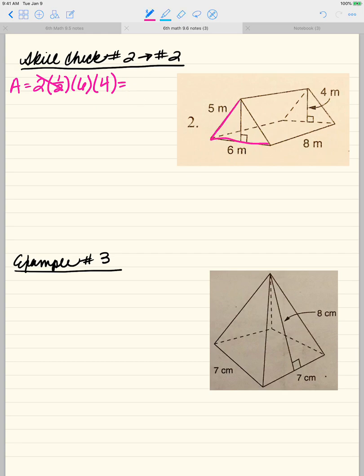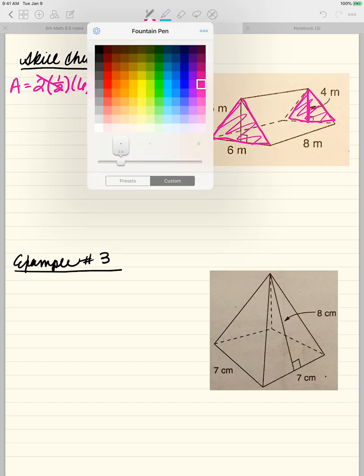So here's our triangles again. Nice and pretty pink, and sorry, this is the height of the triangle. So 2 times 1/2 times 6 times 4 is 24 meters squared. So that covers our pink surface area.